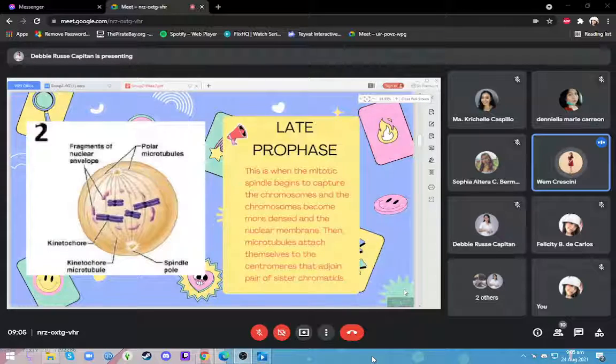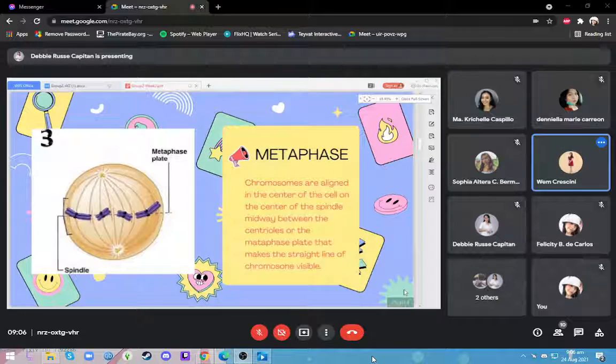Next, number two is the late prophase. As we can see, the polar microtubules, spindle pole, fragments of nuclear envelope, kinetochore, kinetochore microtubules. The major event is when the mitotic spindle begins to capture the chromosomes, the chromosomes become more dense, the nuclear membrane breaks up, and the microtubules attach themselves to the centromeres that adjoin pairs of sister chromatids.